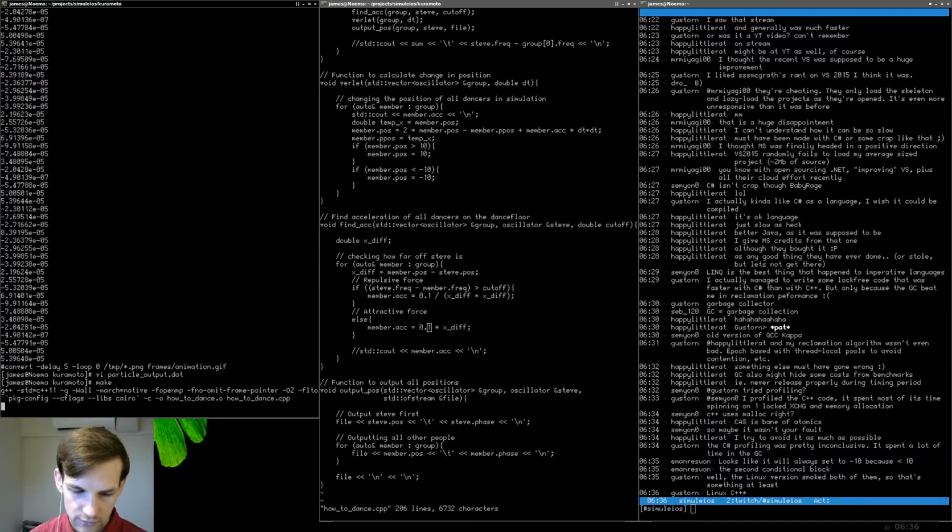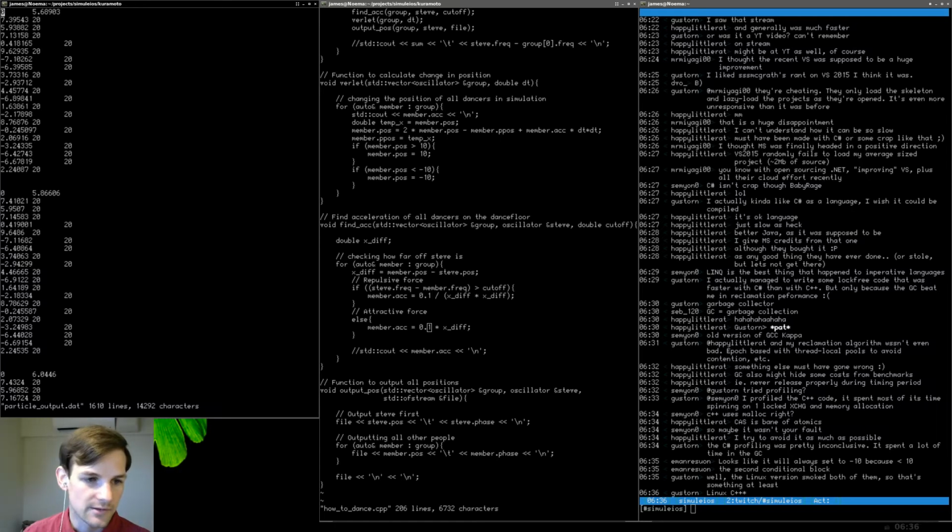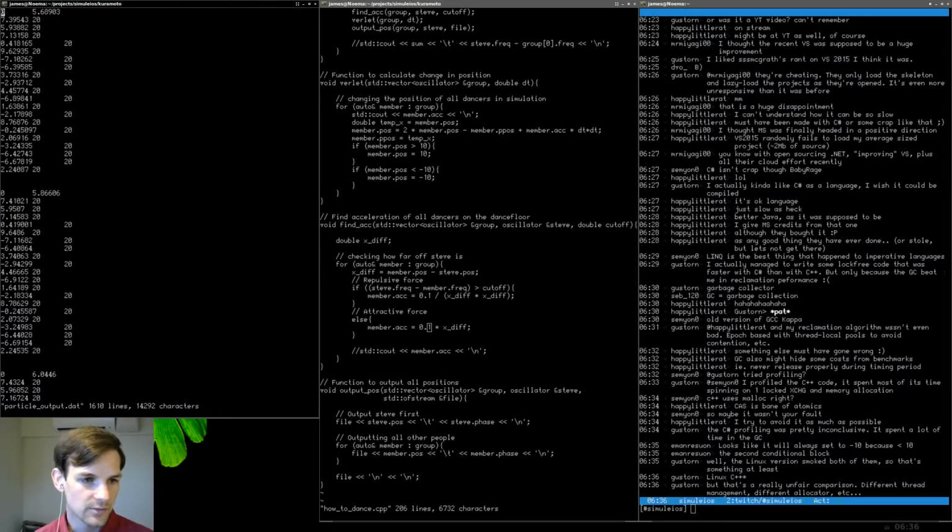Now let's go to make. Okay, so some of these guys, the accelerations are being set at -1 and 1. That means that we are clearly getting to the edge of the boundary. So let's go to particle output.dat, and let's see what happens here. 7.39 should be okay.